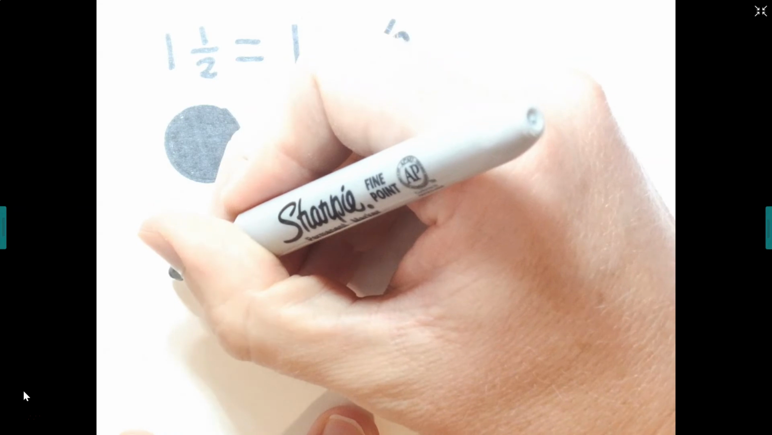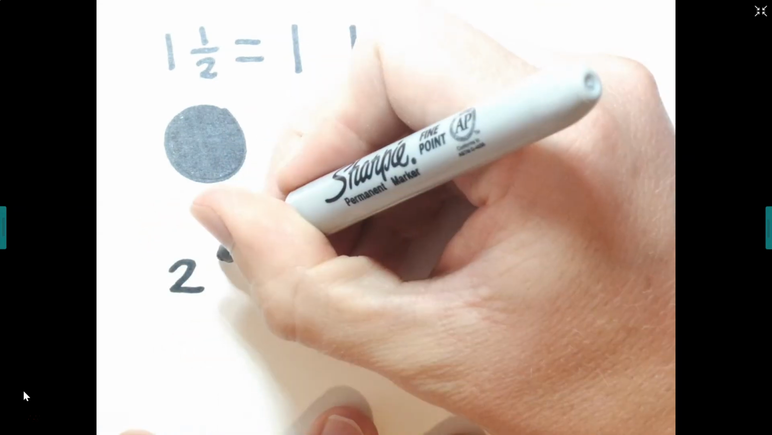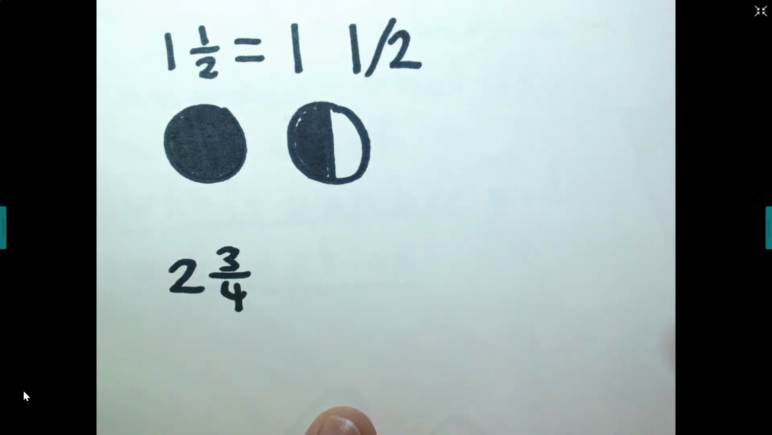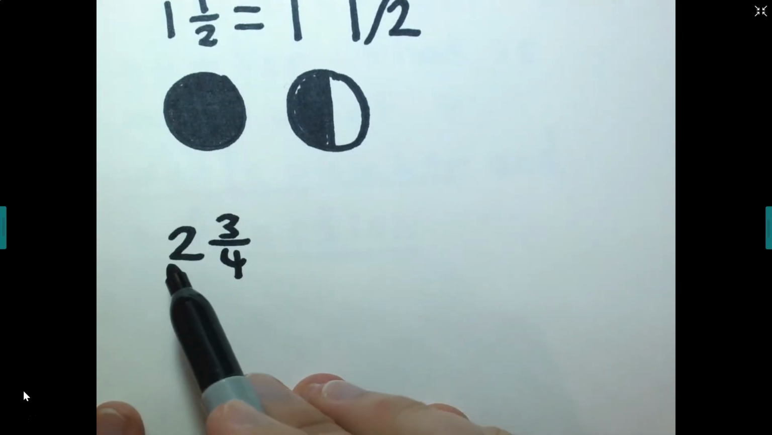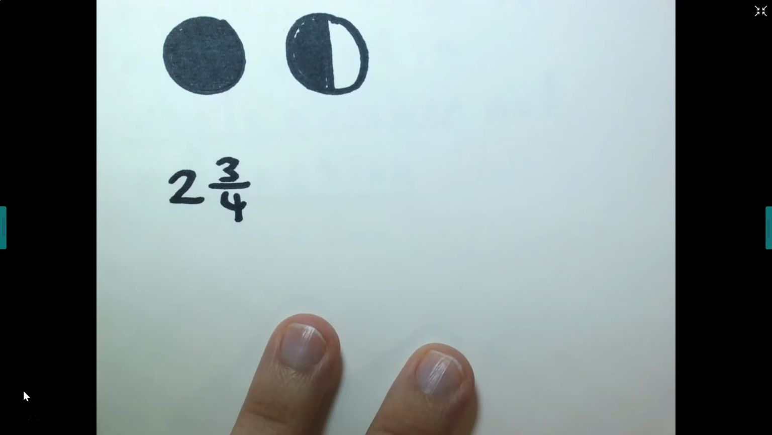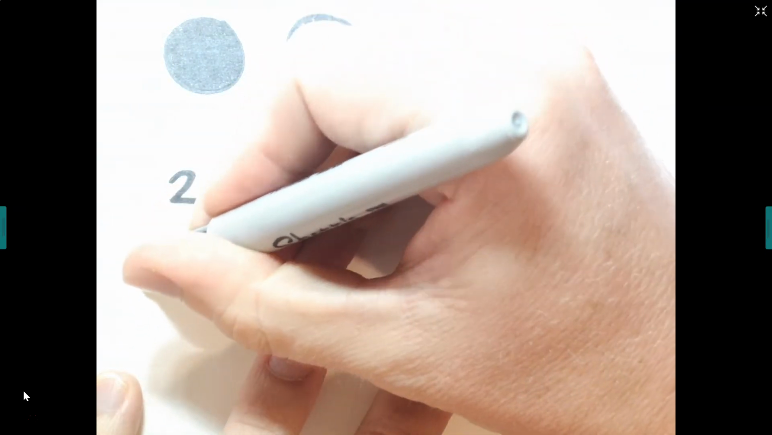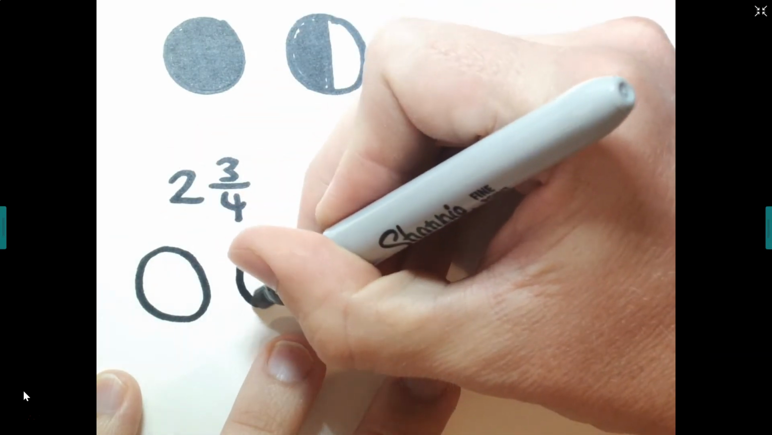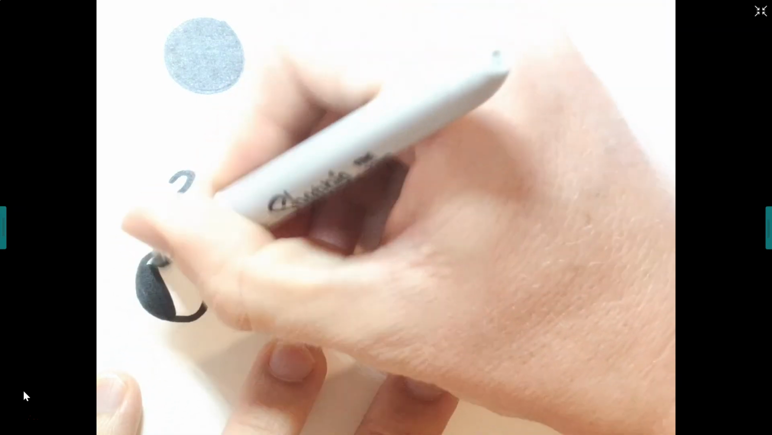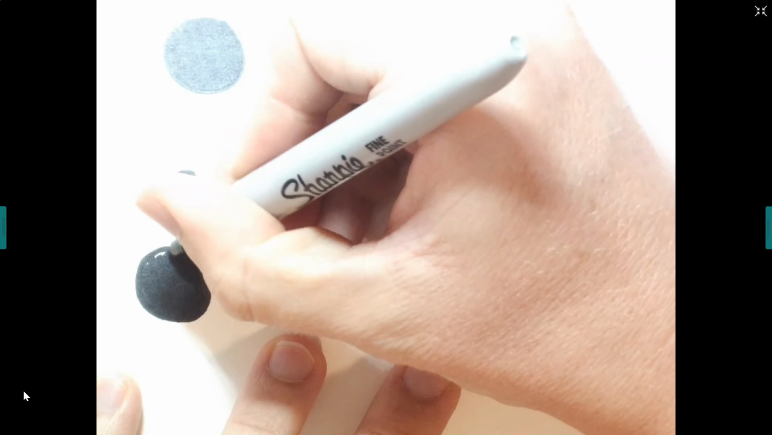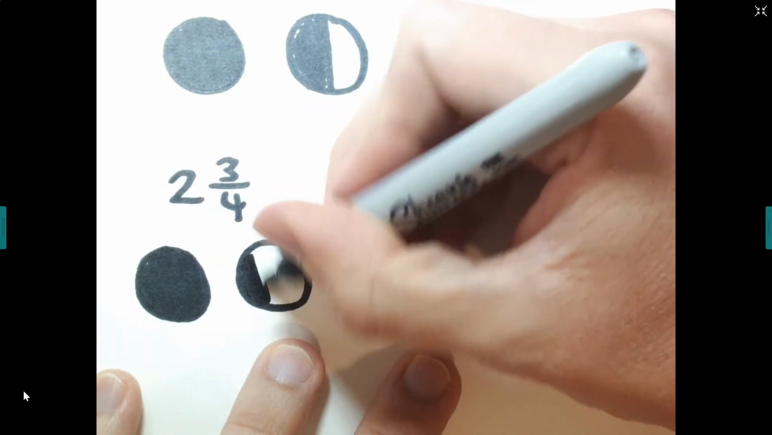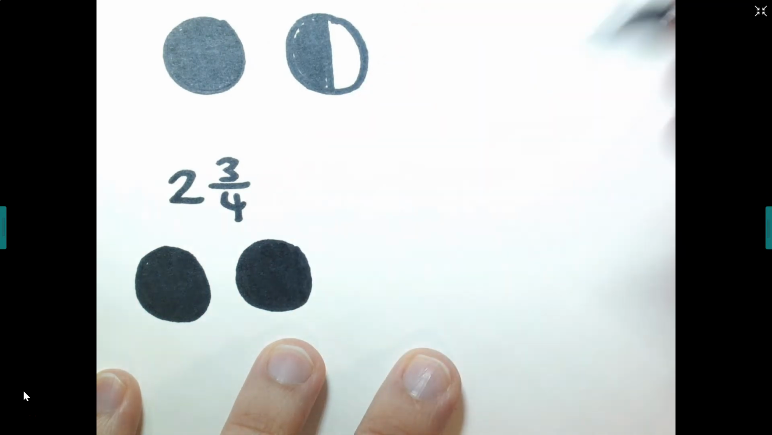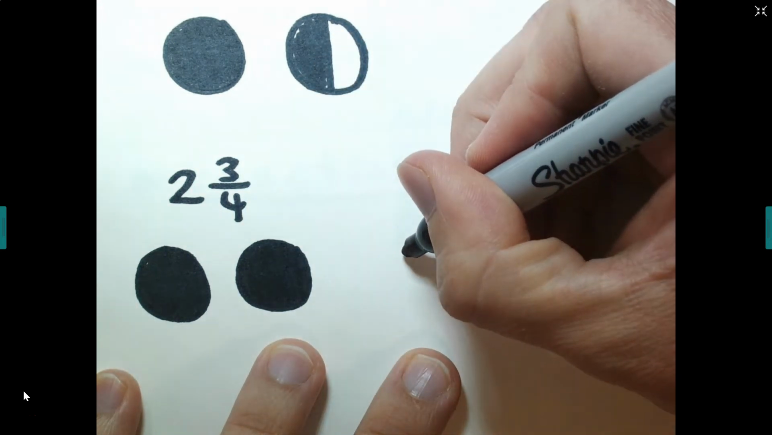Here is 2 3/4. It's a mixed number. It's mixed because it has a whole number and a fraction. Here is a drawing. I have some pizzas. I have two whole pizzas. And then I have 3/4 of another pizza.